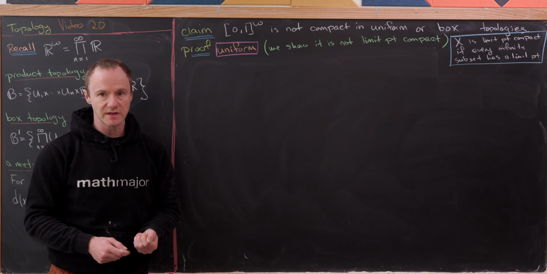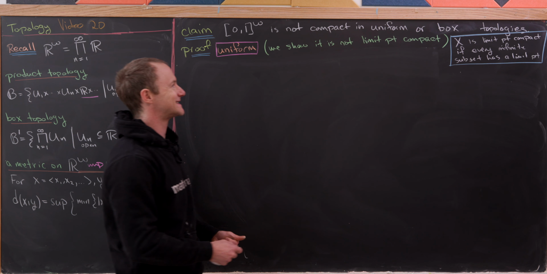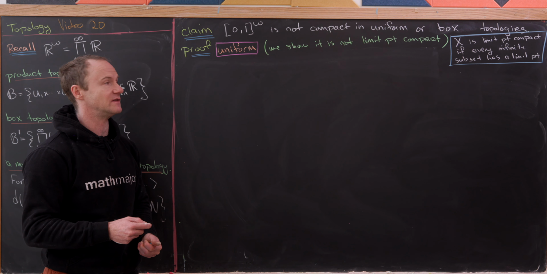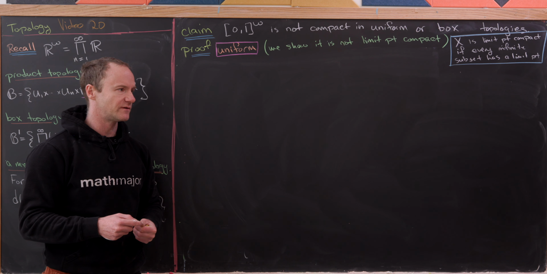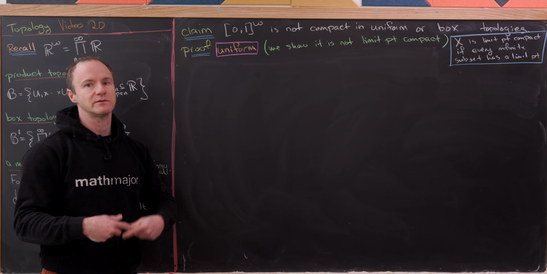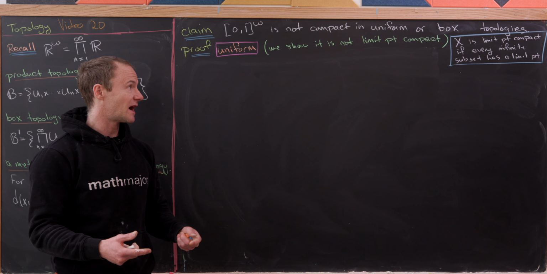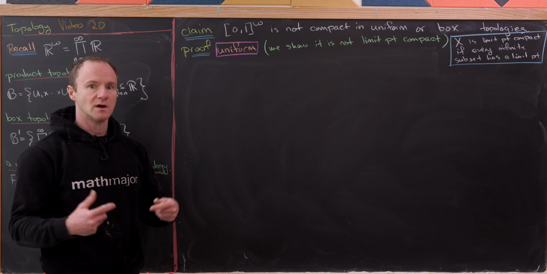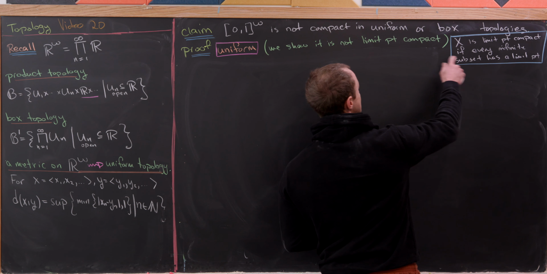And we're going to do that using a result that we previously proved. We'll in fact show that it's not limit point compact in the uniform topology. But let's recall that we previously proved that if a set was compact, then it was necessarily limit point compact. So that means by the contrapositive, if it's not limit point compact, it cannot be compact. Of course, we should probably recall the definition of limit point compactness, so let's do that.